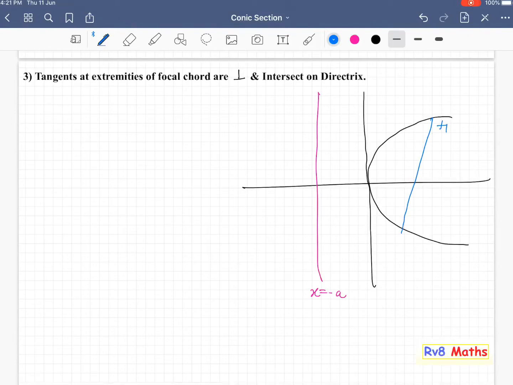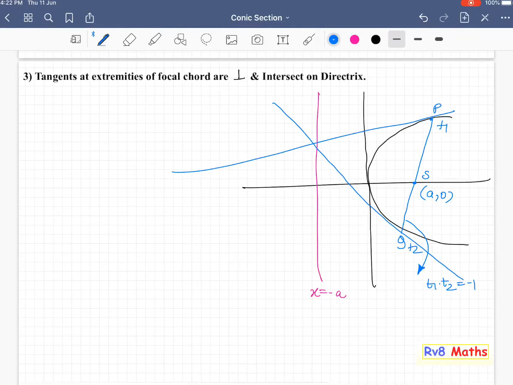If this point is P(t1) and this point is Q(t2), since it is a focal chord, it is passing through S, that is (a, 0). And we know that t1 t2 is equal to minus 1. Okay, what about the tangents?